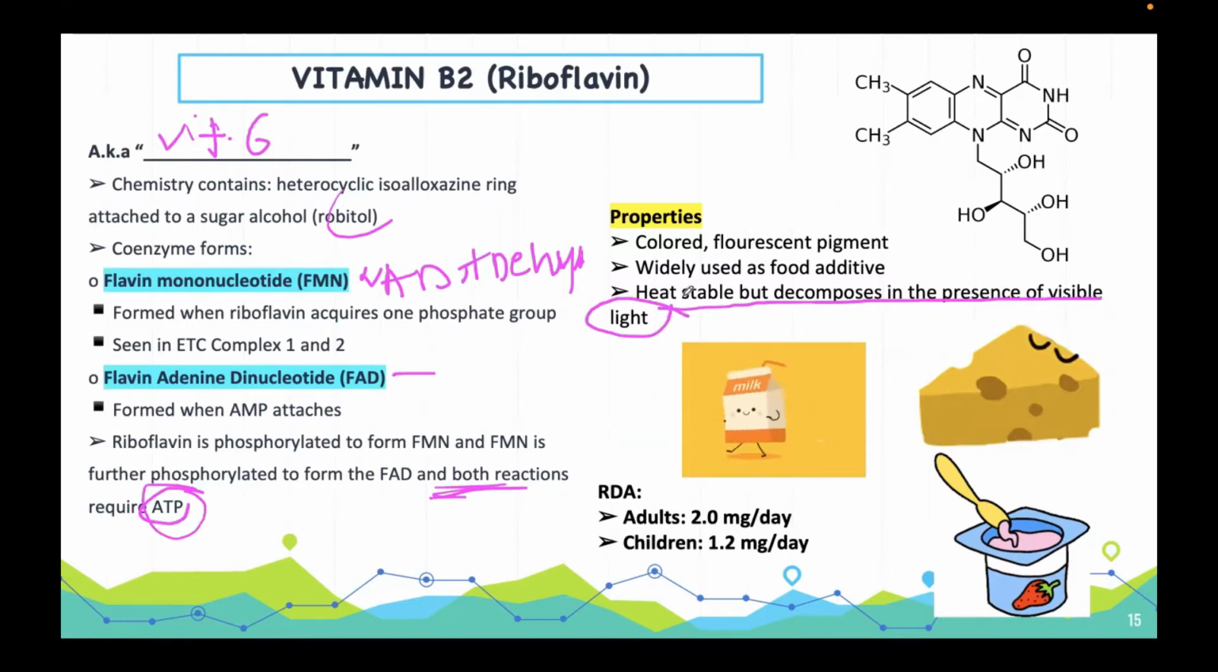And then what are the food sources of your vitamin B2? Usually makikita natin yan sa mga milk, sa cheese, sa yogurt. Ayan, dyan po. Madami po yan. They are rich in your vitamin B2. And then the recommended dietary allowance for your vitamin B2 sa adults, at least 2.0 milligrams a day. And then for the children, 1.2 milligrams a day.